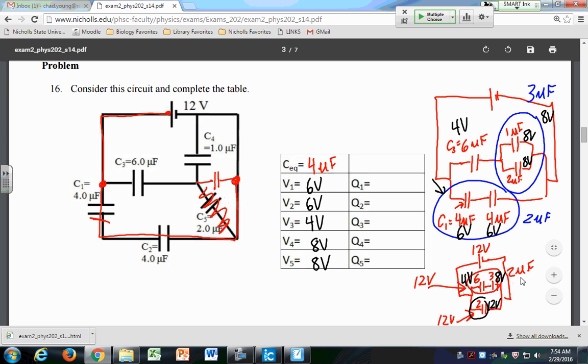Learning to do these circuits will help you in the next chapter when we get into resistor circuits as well. We have a lot of time in circuits in the rest of this class, so it'll be good to master this right now. Y'all feel like you've mastered capacitor circuits? Some of you?